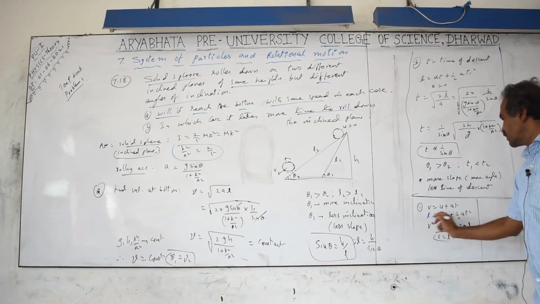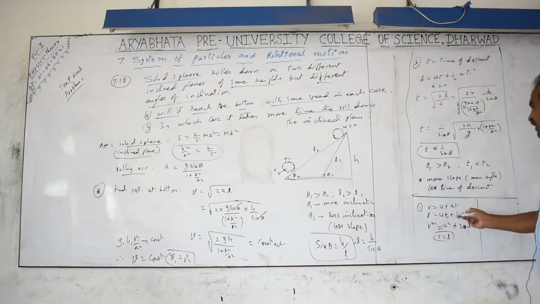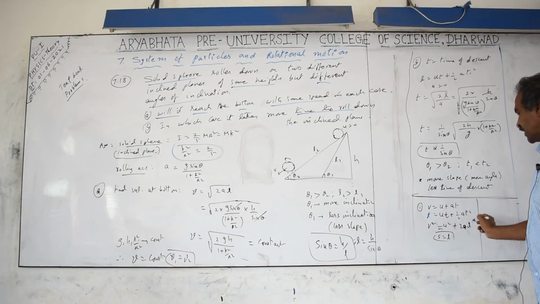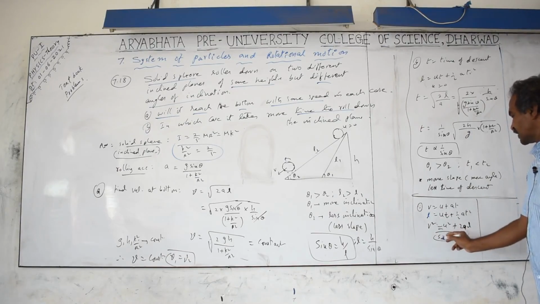L is equal to ut plus half at square; we find the time taken to travel the distance L. And v square equal to u square plus 2al, or 2as, is the distance and velocity relation. Starting from rest means u is 0. Wherever s is there, you can replace it with L.